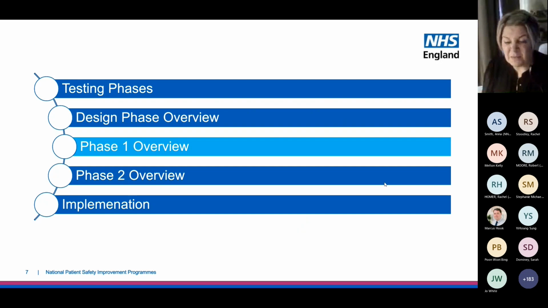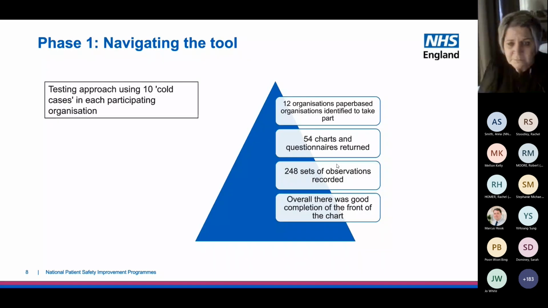I just wanted to give you a little bit of an overview of the phase 1 and phase 2 testing results, starting in phase 1. This phase was the very first baby step phase of NEWTT2, whereby we wanted to utilise organisations that were paper-based. We had to go with the paper-based organisations because we wanted to think through what alongside testing would look like, but also what early adoption would look like of this tool.